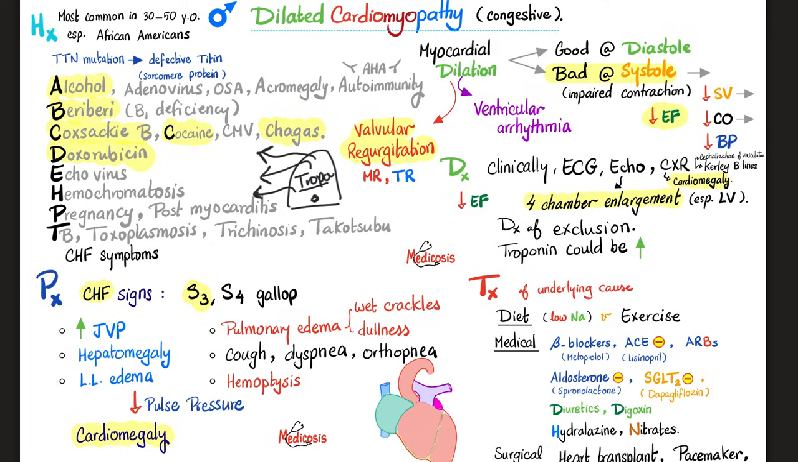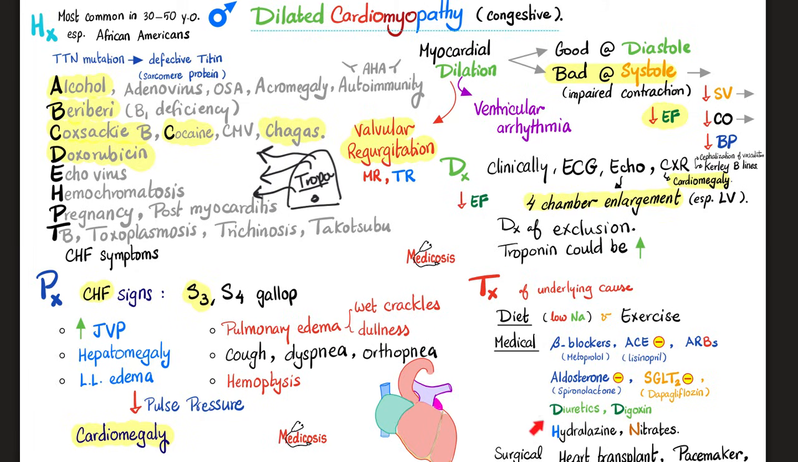How can we manage this patient? Treat the underlying cause. If it's alcohol, stop it. If it's cocaine, stop it. Doxorubicin, try to find an alternative. Chagas disease, treat it. Hemochromatosis, chelate it. Vitamin B1 deficiency, replace it. Obstructive sleep apnea, dilate it. That was beautiful. What else? Diet and exercise. Low sodium diet, exercise is very important.